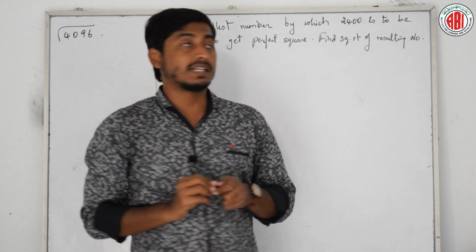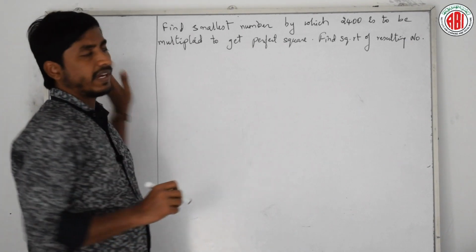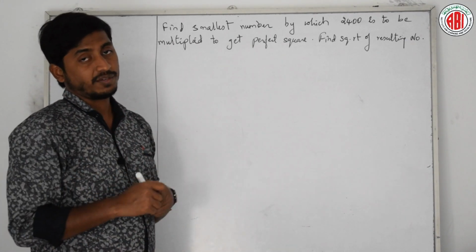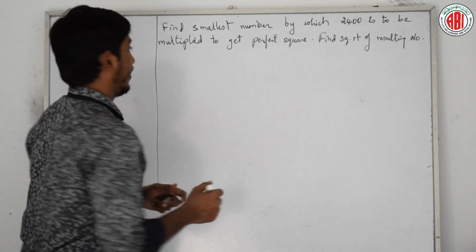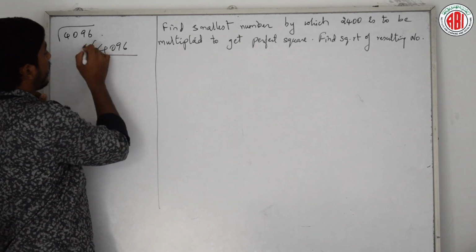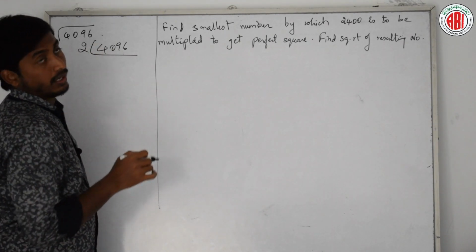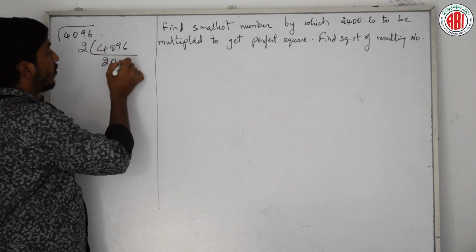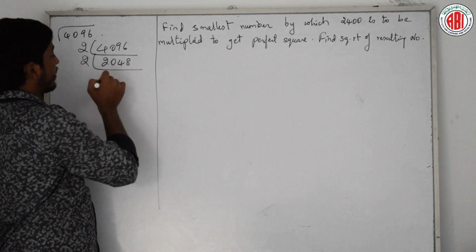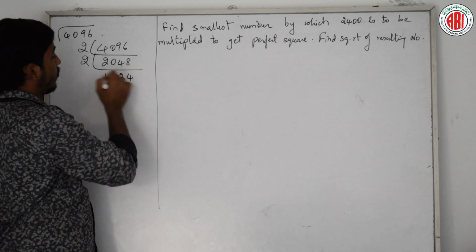Let's do the next question. How do we find the square root of 4096 by the prime factorization method? Shall we start? See here, that is 4096. Let us start with the 2 table. 2048. That is 2 1s are 2, 2 2s are 4, 2 4s are 8.